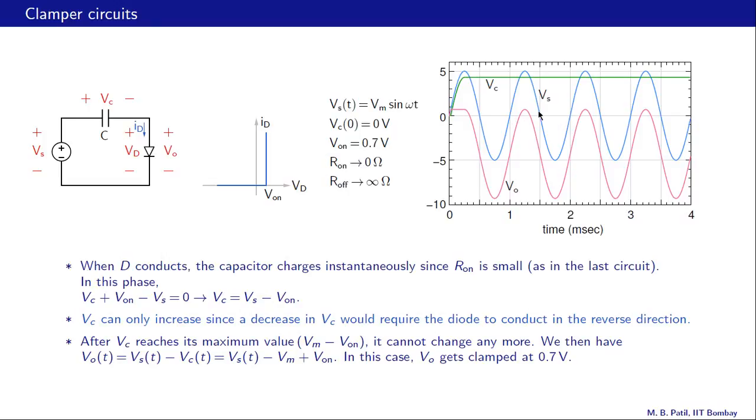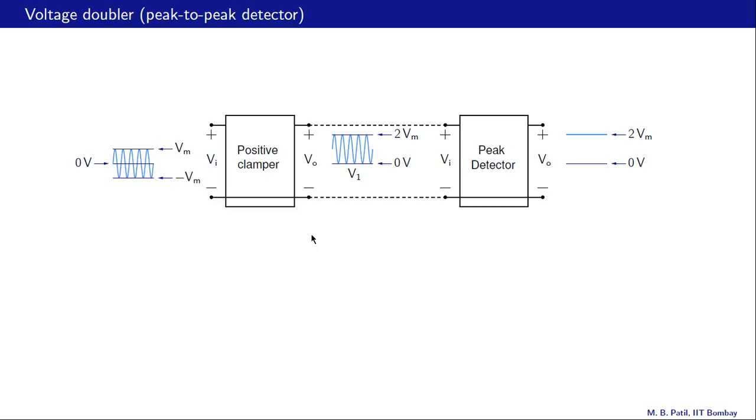That value there is 0.7 volts, and earlier, if you remember, it was 0 volts. So not much difference really, except for the small changes because of V on. We have seen how a clamper works. We have also seen how a peak detector works. We can put these together to make a voltage doubler circuit, also called the peak-to-peak detector.